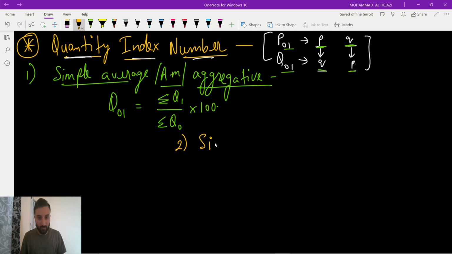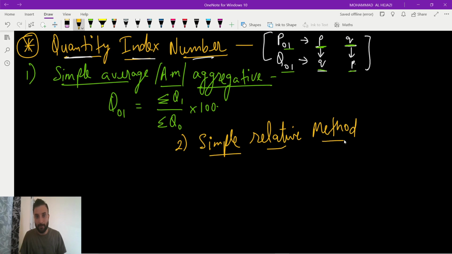Second formula was what? Yes, the second formula was the simple relative method. What will happen? Tell. Yes, very good. So what will happen? Same, we will write Q01. Guys, simple relative method for what?